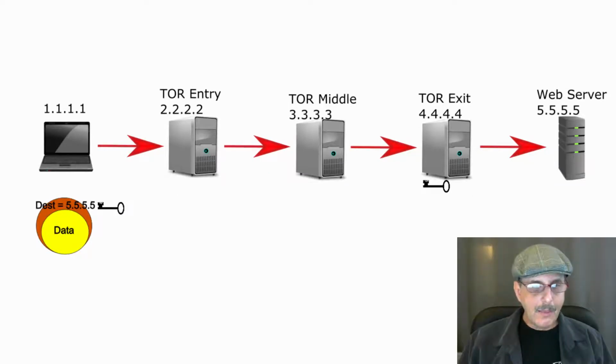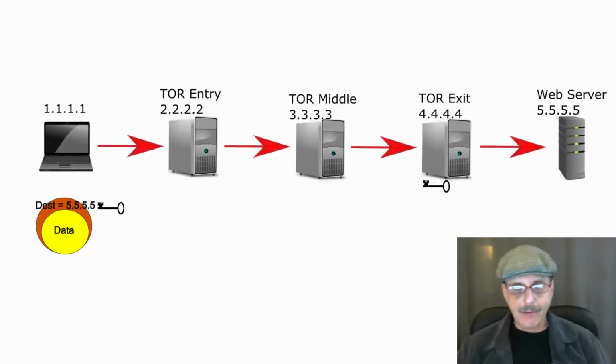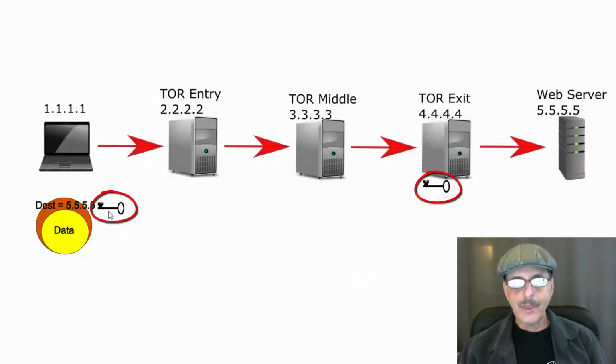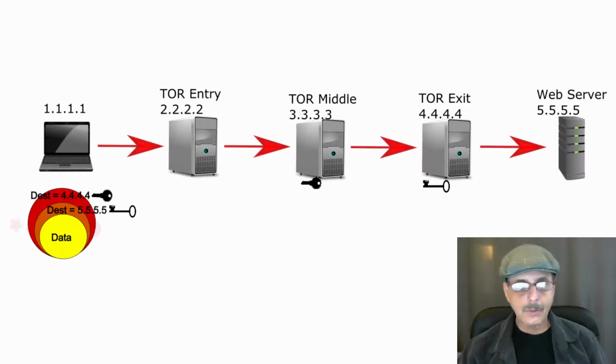Now here we see that my data has been wrapped by another layer, which says that the destination is 5.5.5.5. In addition to adding that extra layer, that layer has been encrypted with the Tor exit node's key. So you can see that there's an encrypted layer, so the data cannot be seen by anybody except for 4.4.4.4. Okay, so let's see what happens next.